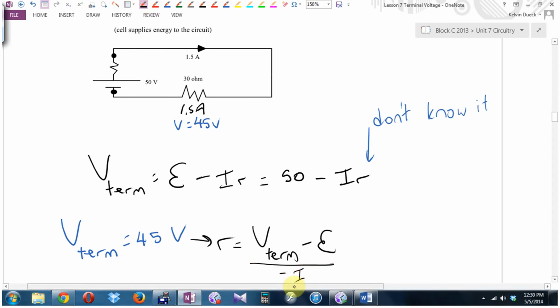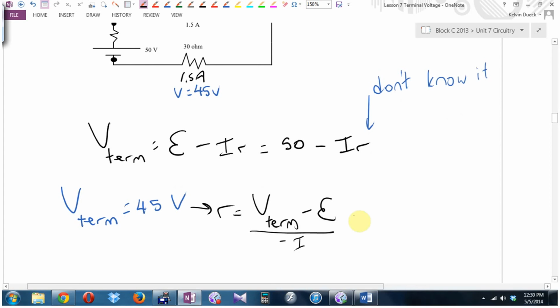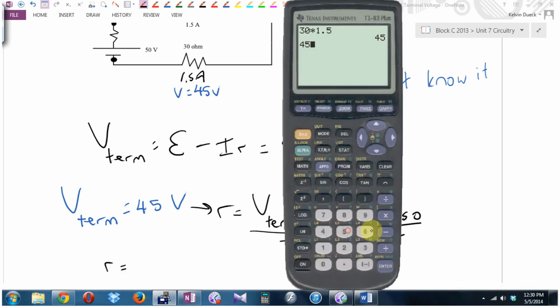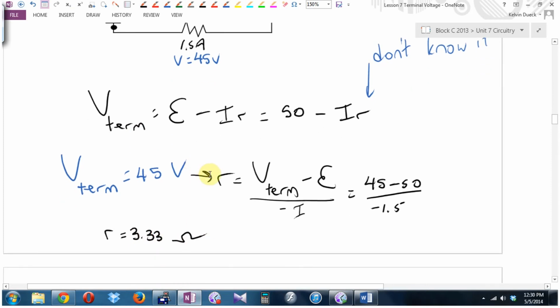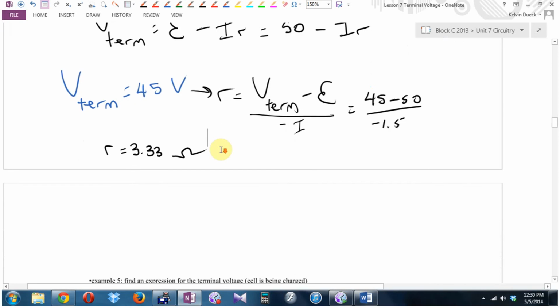What must the internal resistance of this battery be? 45 minus 50 divided by 1.5. The internal resistor of this battery is divided by negative 1.5, Mr. Dueck. Ha! After all my ranting about the negative, I forgot to type it in. 3.33 ohms, yes? No yawning. Next page.